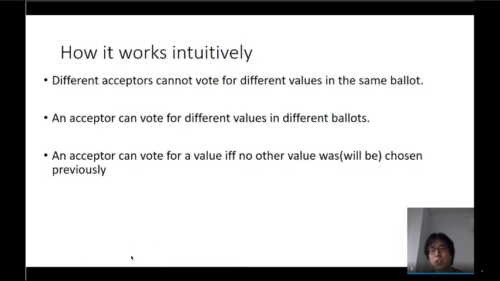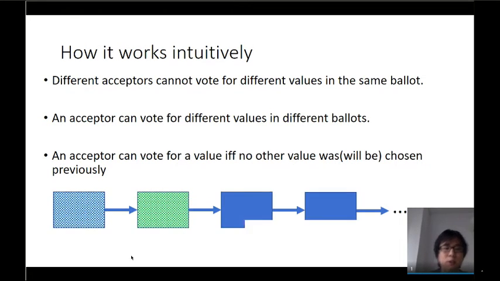So the intuition for why Paxos works includes the following properties. First, different acceptors cannot vote for different values in the same ballot. Within the same ballot, only one value can be voted for. Second, an acceptor can vote for different values in different ballots, which means the value the same acceptor votes for in two ballots can be different. In other words, an acceptor can vote for multiple values. And third, an acceptor can vote for a value if and only if no other value was ever chosen or will be chosen.